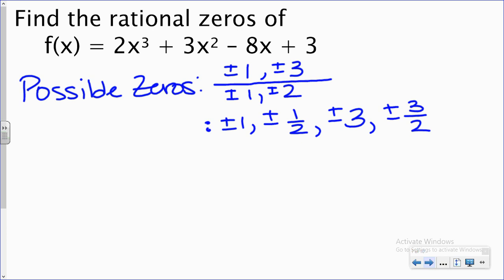So here's where it gets exciting. We get to guess and check, right?